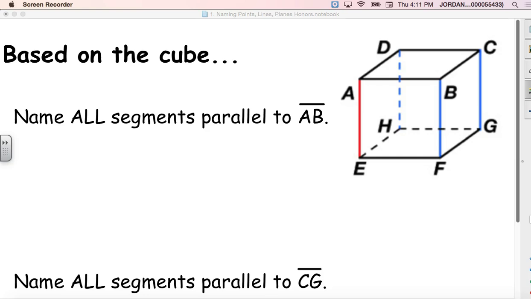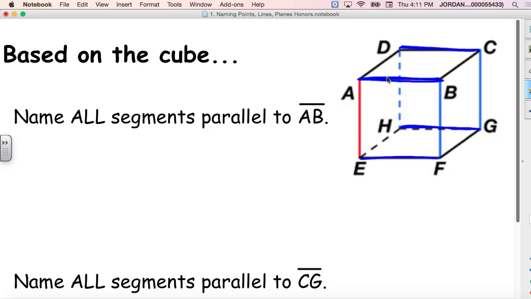Okay, so let's identify where AB is. AB is right here. It's this segment. Parallel lines are lines that run right alongside AB, kind of like train tracks, and are never going to touch AB. That's the key characteristic of parallel lines: they never touch. So which of these other segments on the cube run right alongside AB and are never going to touch it? Well, you can see up here DC does. It's parallel. And then down here, HG is parallel, and EF is parallel. So those three run alongside AB and are never going to touch it.